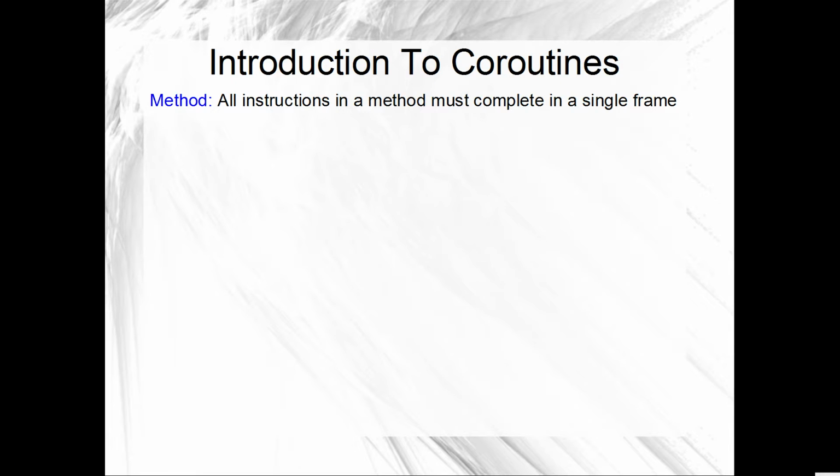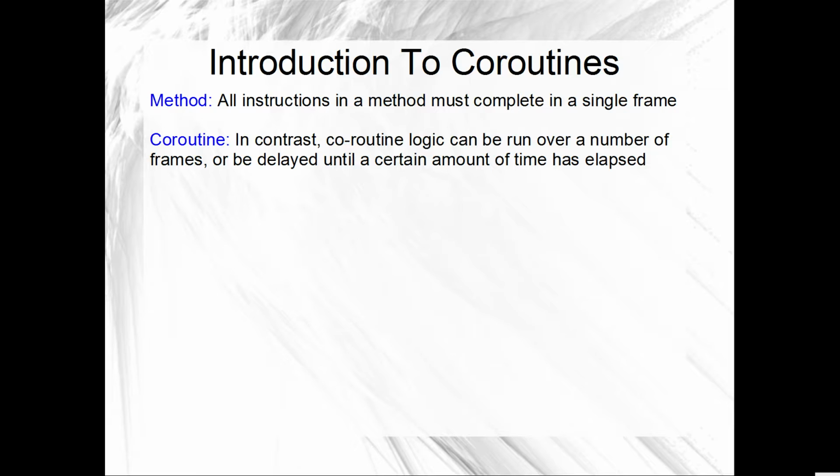So, to get started, in a method, all instructions in a method must complete in a single frame. So if you have a method that takes 1 second to complete, your frame is not going to update. So you will have a frame rate of 1 FPS. Coroutines, in contrast, the logic within them can be run over a number of frames or delayed until a certain amount of time has elapsed.